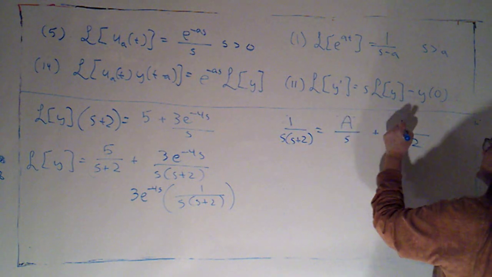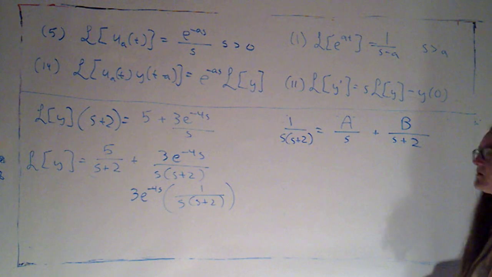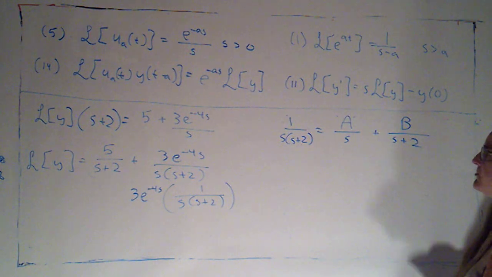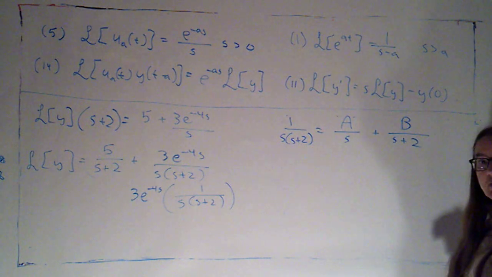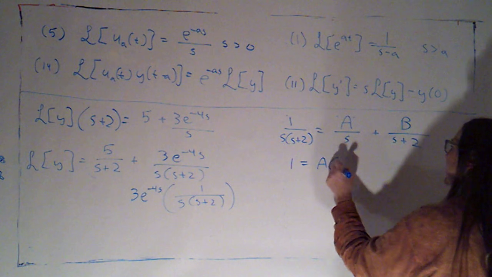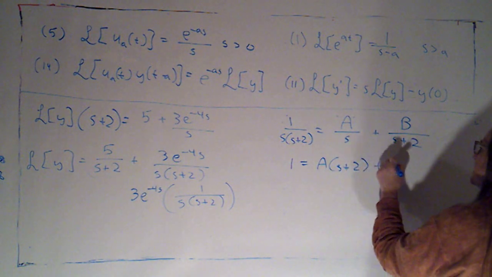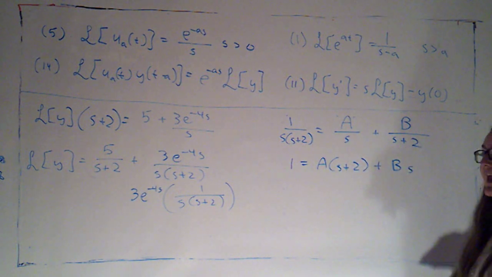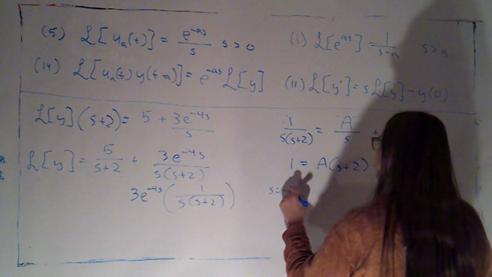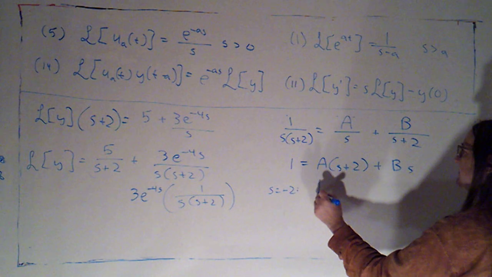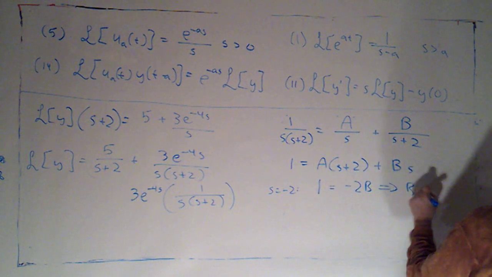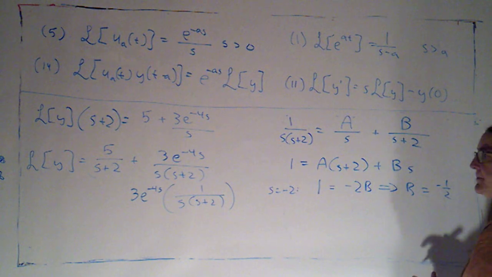The numerators will just be constants, so just a and b. Now I would multiply through by s times s plus 2 to clear the denominators. So I get 1 is equal to a times s plus 2 plus b times s. Convenient numbers to plug in would be if s equals negative 2. That's going to give me 1 equals negative 2b, and so b is negative 1/2.